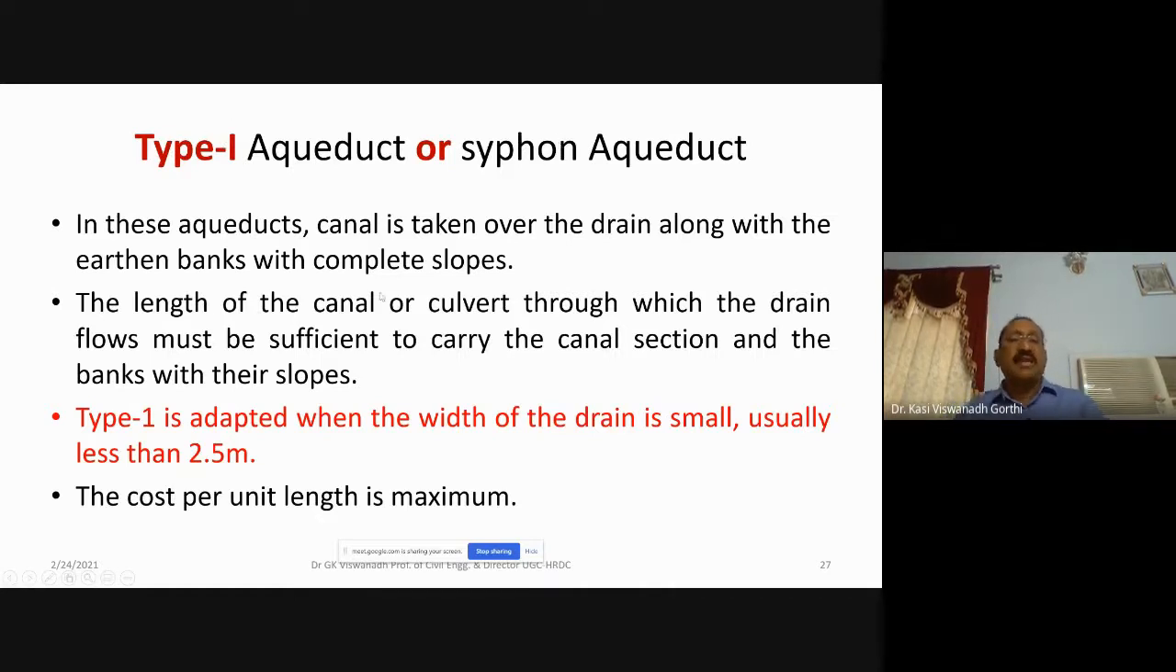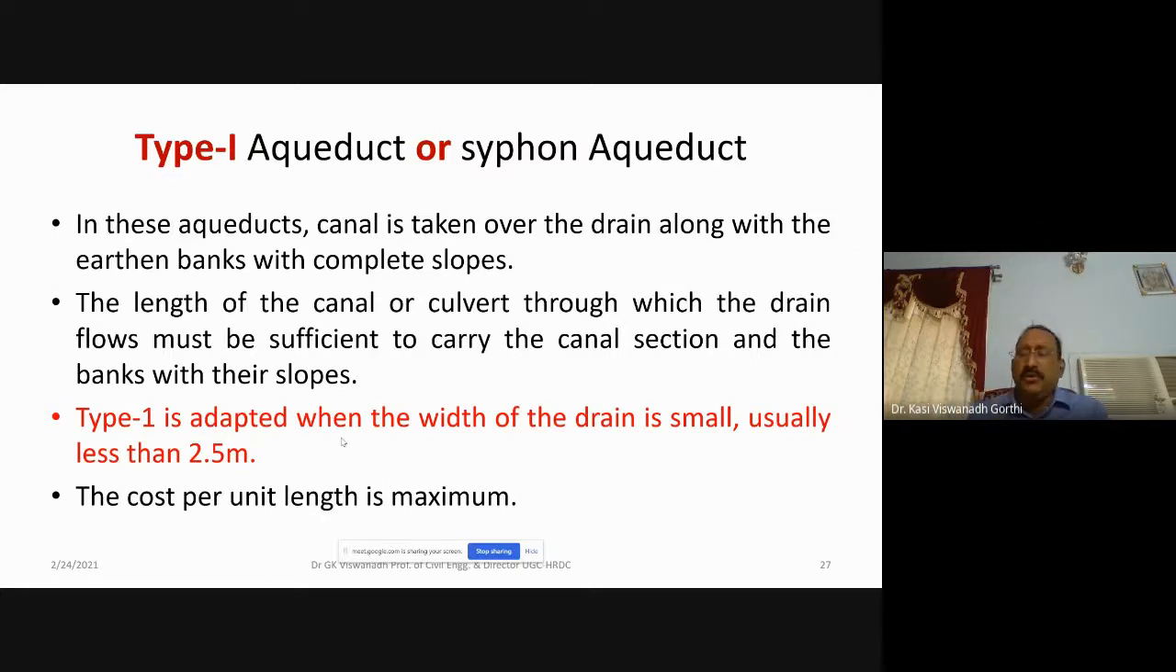In these aqueducts, the canal is taken over the drain along with the earthen banks with the complete slopes. The length of the canal or culvert through which the drain flows must be sufficient to carry the canal section and the banks with their slopes. Type 1 is usually adopted when the width of the drain is very small, usually less than 2.5 meters. Type 1 aqueduct would be suitable.